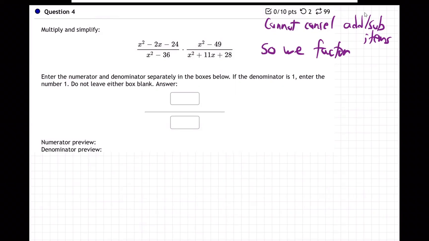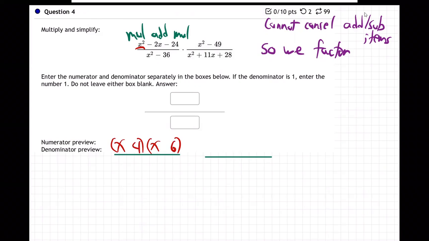So let's look at the top up here. We'll say, okay, so on the top, we're going to go multiply, add, multiply. So I'm going to bring it down here, a couple of fractions. So the first one, I'm going to put two parentheses and say x times x multiplies to be x squared. And then at the back, what times what is 24? Well, that could be 4 times 6 to be 24.